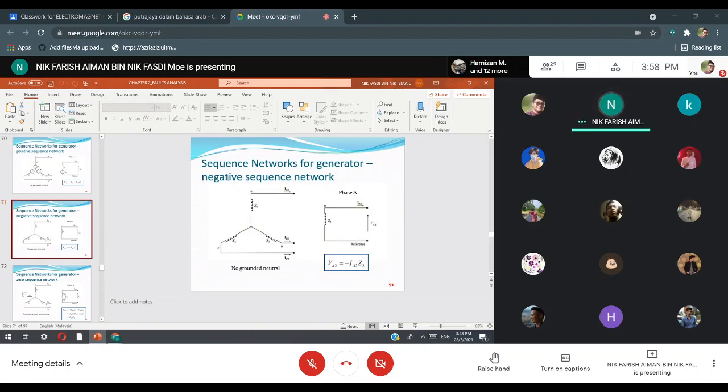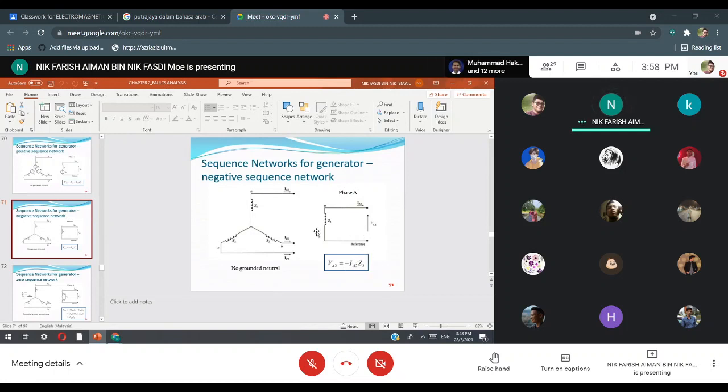If you draw the negative sequence but you put Z1, it is wrong. So you must put it in the right way. If it is the negative sequence, make sure you use number 2. Okay, so this is the equivalent circuit. So how do we determine the terminal voltage VA2? It is minus IA2 Z2.